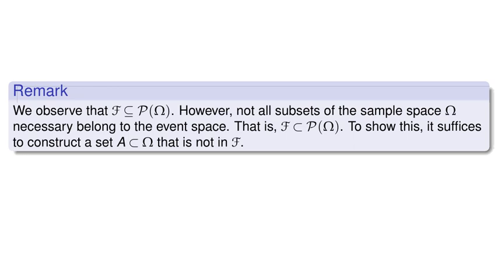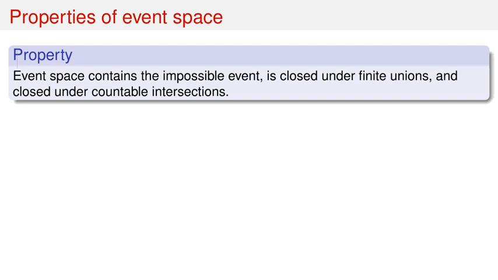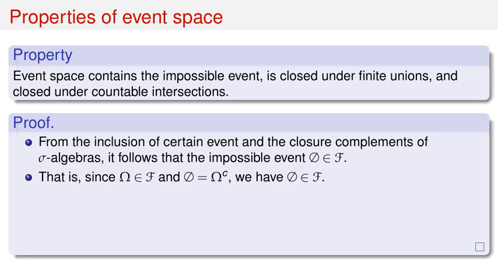Let's discuss some further properties of an event space. An event space contains the impossible event, the empty set, is closed under finite unions, and is also closed under countable intersections. Let's prove these. First, the impossible event. Since the certain event omega is in script F and script F is closed under complements, the complement of omega, which is the empty set, must also be in script F.